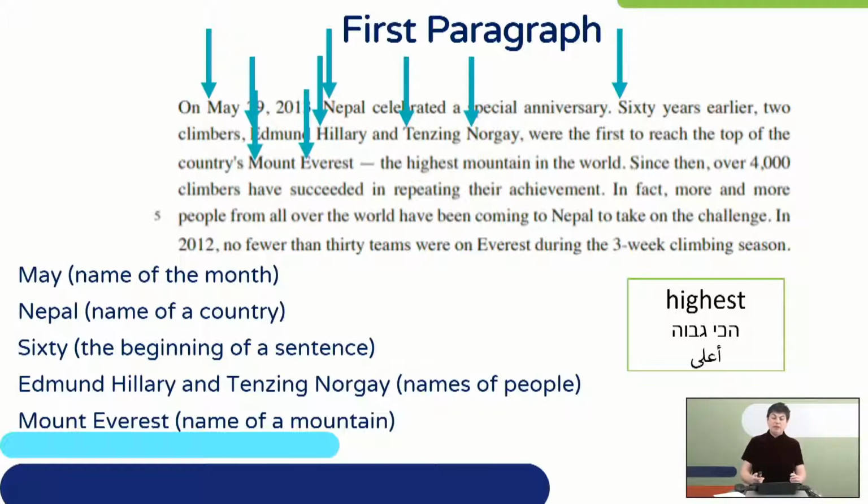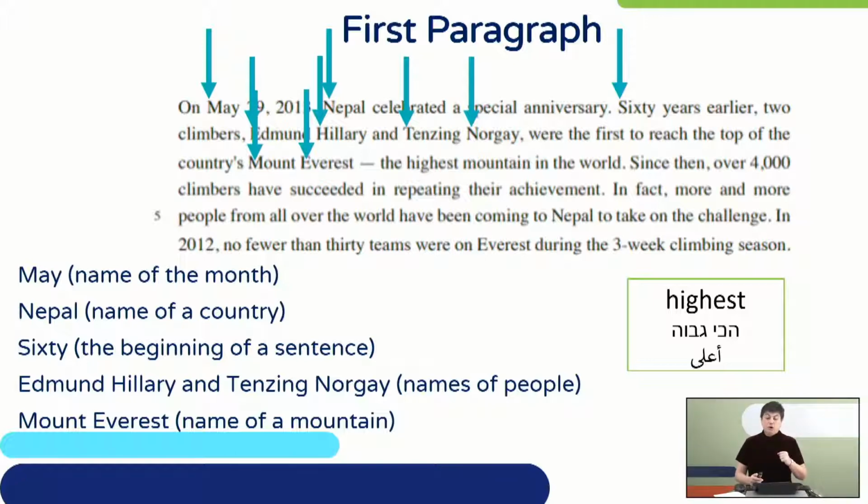Wow, a lot of capital letters there. May is the name of the month. Nepal is the name of a country. 60 is the beginning of the sentence. Edmund, Hillary, and I don't have enough fingers for all of those capital letters. Those are the names of people, and Mount Everest is the name of the mountain. Even if you don't know those facts, you know that those aren't words you needed to look up in the dictionary.